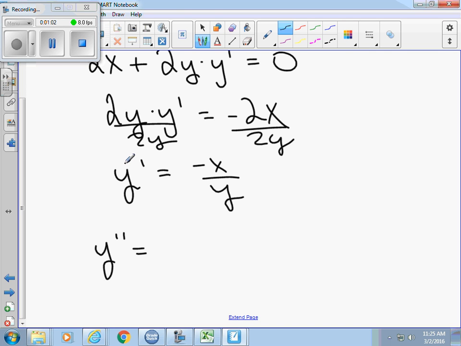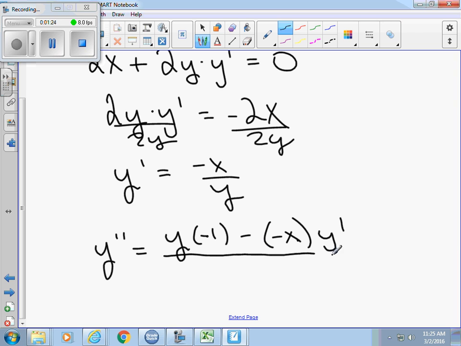You find the derivative of the derivative, right? What rule will I need to find the derivative of this? Quotient rule. So I have low d high minus high d low. What is the derivative of y? Derivative of y. That's right. Sounds silly, but it's right. Over y squared.